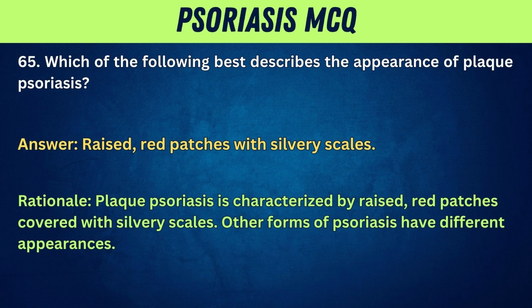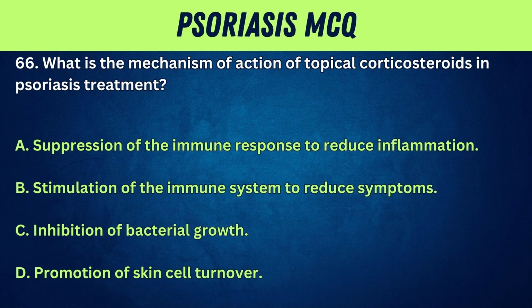Rationale: plaque psoriasis is characterized by raised, red patches covered with silvery scales. Other forms of psoriasis have different appearances. 66. What is the mechanism of action of topical corticosteroids in psoriasis treatment? A. Suppression of the immune response to reduce inflammation. B. Stimulation of the immune system to reduce symptoms. C. Inhibition of bacterial growth. D. Promotion of skin cell turnover.